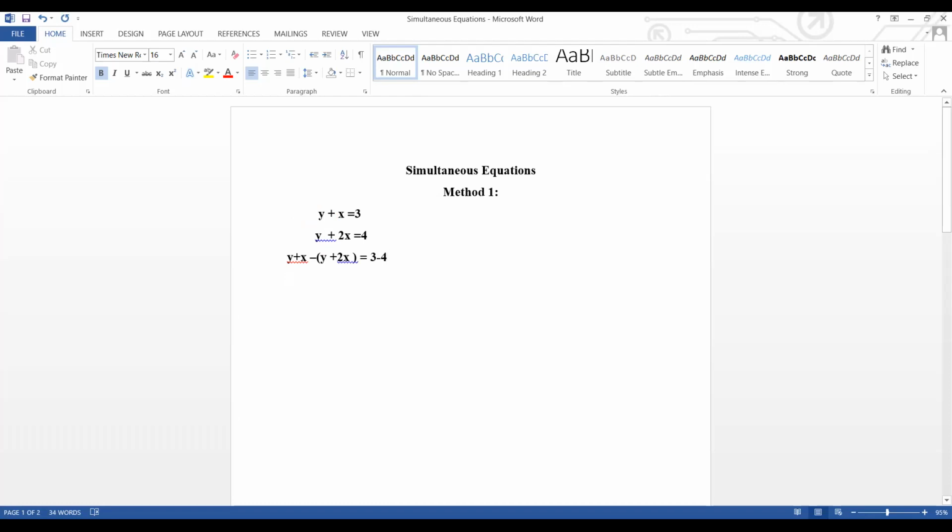Right. Then I'm going to simplify. I'm going to expand this bracket. Then I'll get y plus x minus y, minus into plus, it will become minus or negative, negative 2x. It equals 3 minus 4, it's negative 1, right? Now, according to this, I can see here positive y and here negative y. So, therefore, I can cancel these two.